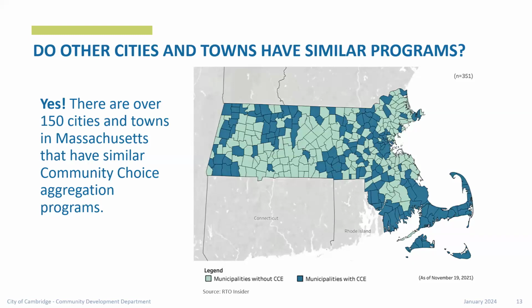Starting with, do other cities and towns have similar programs? The answer to this is yes. There's over 150 cities and towns in Massachusetts that have community choice aggregation programs, which is the type of program that CCE is. And that number is also growing each year. So this is certainly something that's not unique to Cambridge. There are similar programs all over the state.